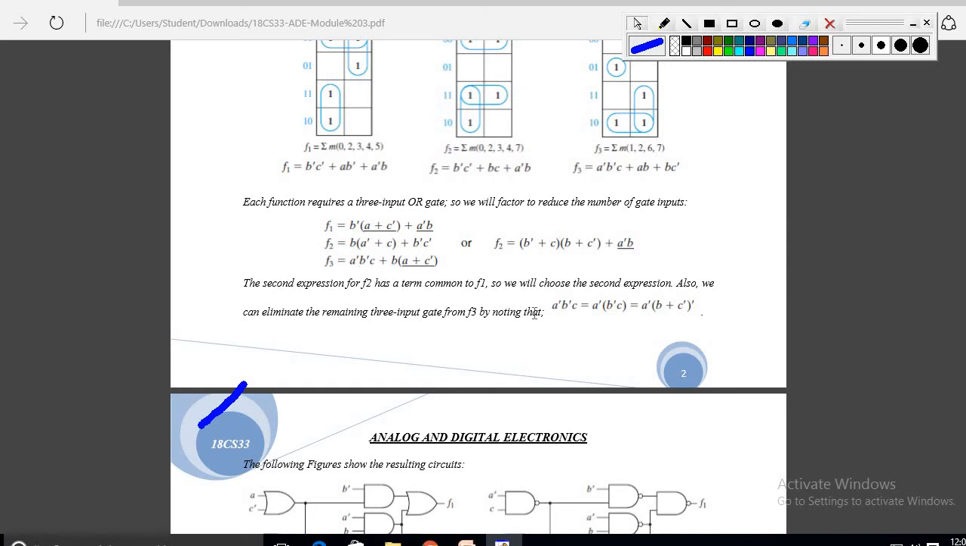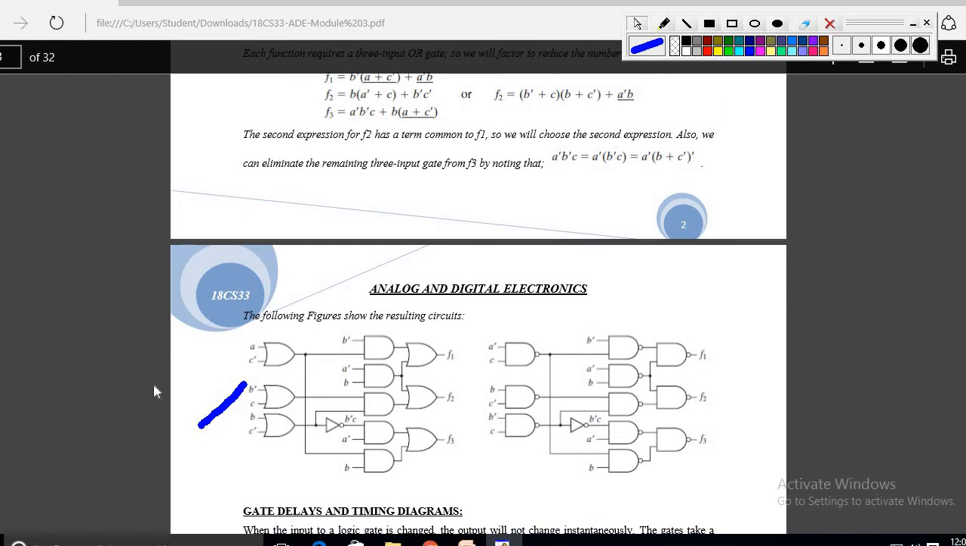Because the expression is very similar in all 3 functions, only in this case 3 inputs will be there. So if it is possible, you have to reduce that also. See here a dash b dash c, I can write it like this also. Take a dash outside and b dash c. So b dash c I can convert, this conversion is SOP to POS. A dash kept as it is, b dash c as b plus c dash, so whole dash. Is it clear? Like that we have to write.